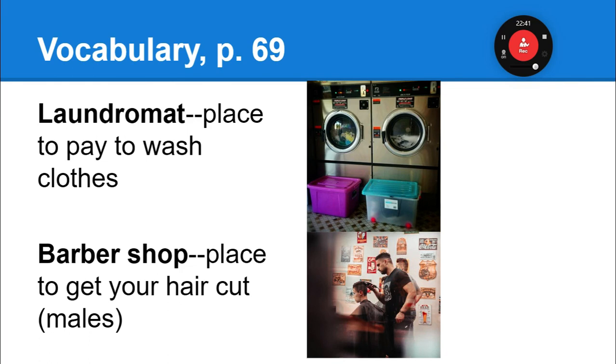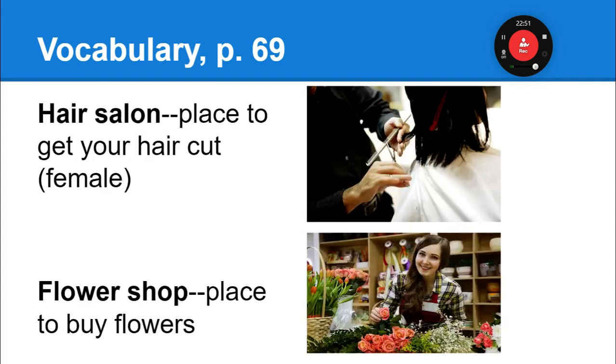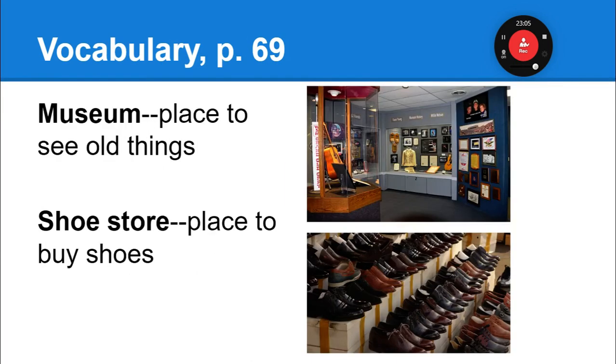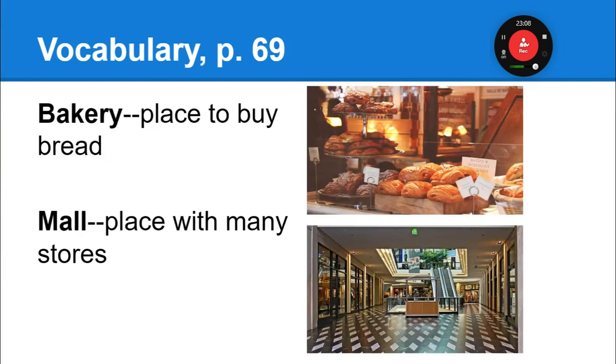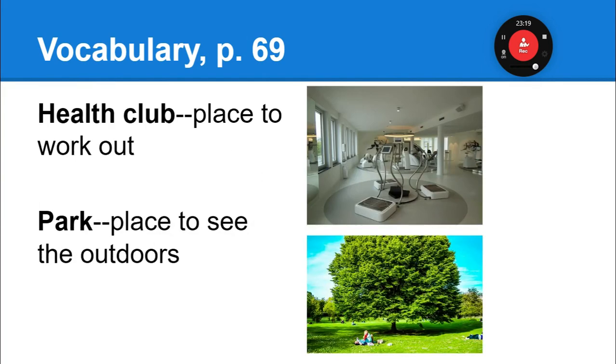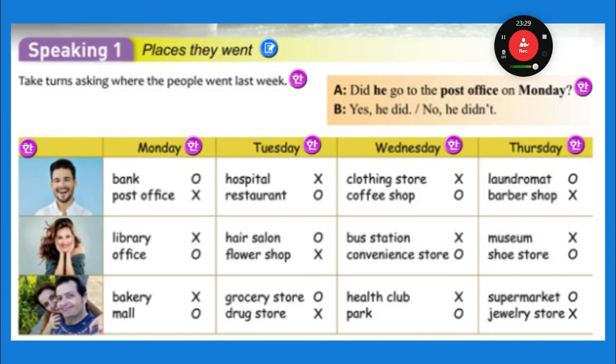Okay, hospital, clothing, library, office, hair salon, flower shop, bus station or bus terminal. They both mean the same thing. Convenience store, museum, shoe store, bakery, mall, grocery store, drugstore, health club, park, supermarket, jewelry store. So know all of the places.